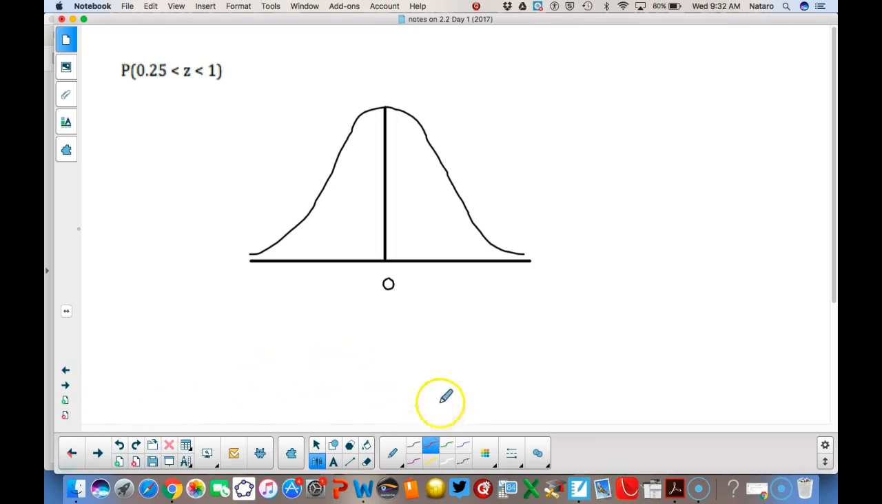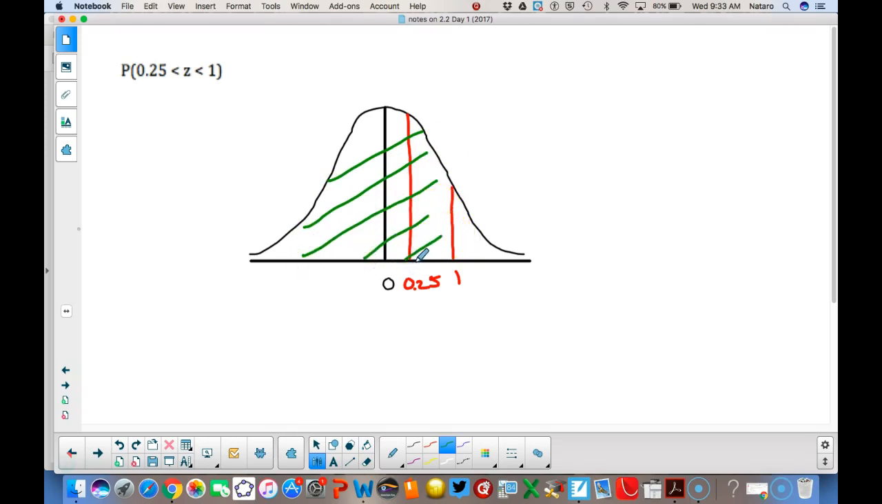Here we want to know the probability of a z-score between 0.25, which would be just a little bit to the right of a z-score of 0, and a z-score of 1. So what we're going to do is first find the area to the left of 1. So we'll find that. And then we'll find the area to the left of 0.25, and then we'll subtract the 2. Let me redraw it this way.